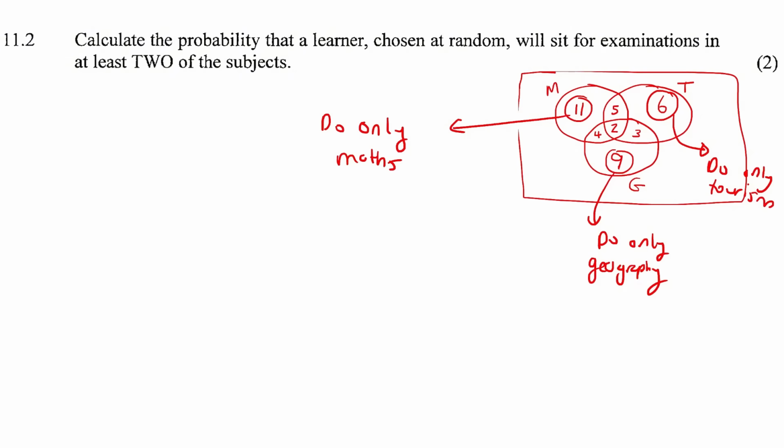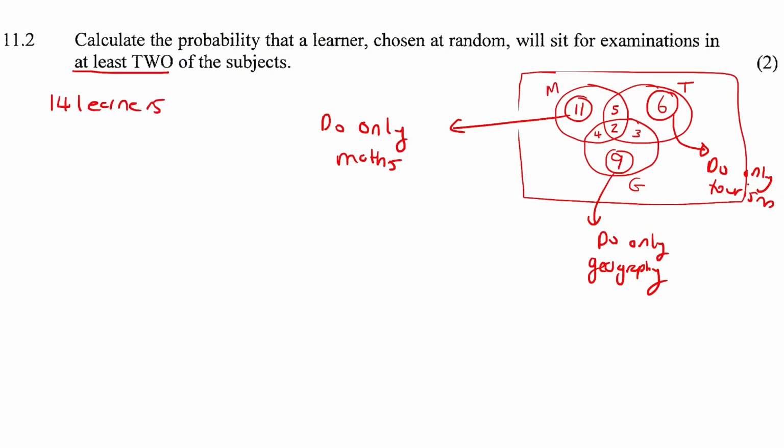So they said which learners are going to do at least 2 subjects. That doesn't mean only 2 subjects. It means at least. So those are going to be the learners who do 2 subjects or 3 subjects. So it's going to be the 5, 2, the 4, and the 3. So 5 plus 2 is 7, plus 3 is 10, plus 4 is 14 learners.